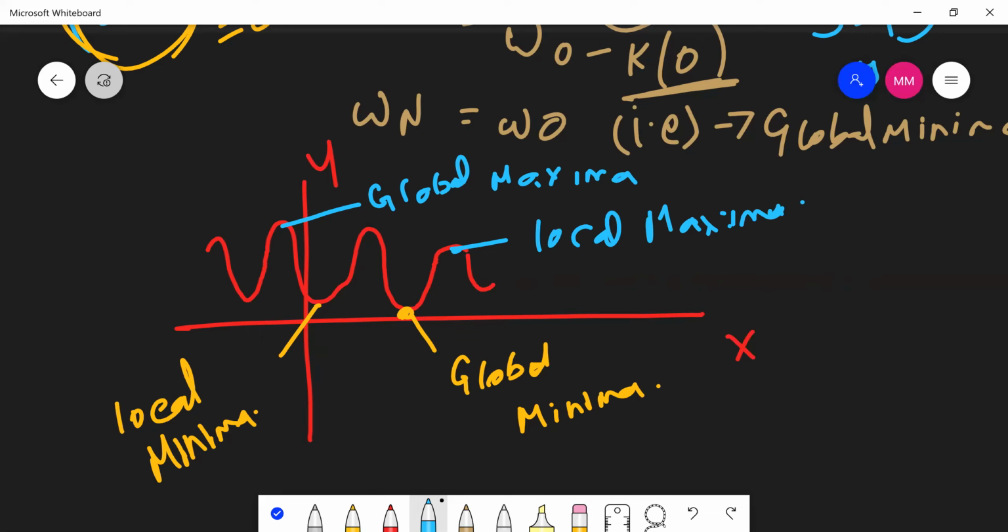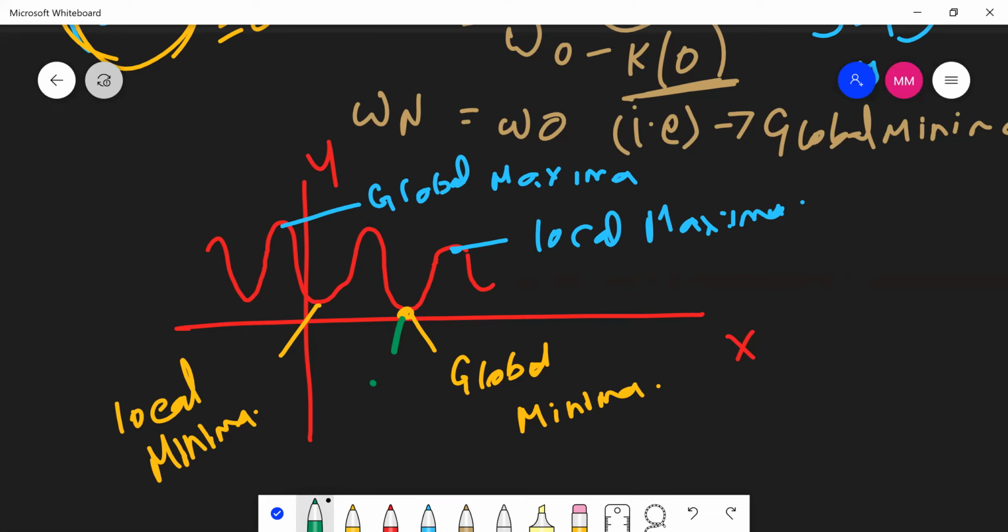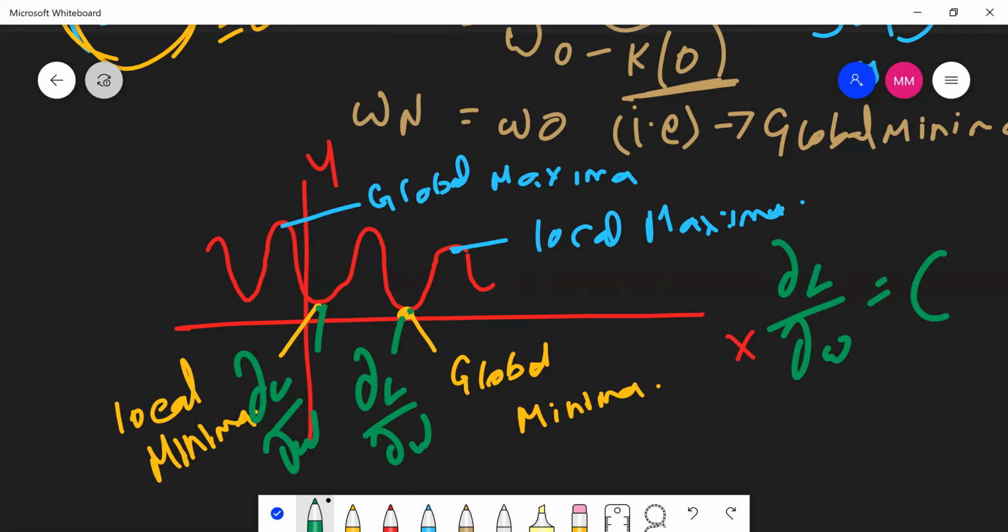Now all these points have a derivative of loss with respect to weight. For all of these, local minima, global minima, local maxima, global maxima, the derivative of loss with respect to weight will obviously be zero. This is the main thing you need to remember: the derivative is zero at all the global and local minima points. I hope you are clear what global and local minima are, and which point will be considered a global or local minima.